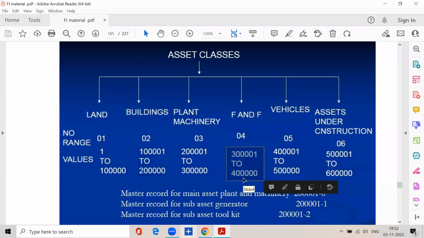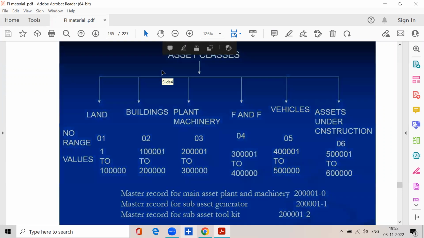Now, when you create the master record for the first land under the land class, the system will take the number 1, second land number 2, third land number 3. When you create the master record for the first building under the buildings class, the system will take the number 1 lakh 1. Second building 1 lakh 2, third building 1 lakh 3 and so on.